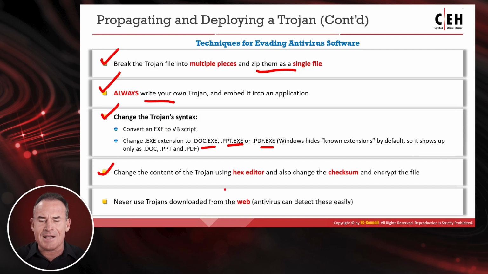Change the content using a hex editor. Change the checksum and encrypt the file. Now, in all likelihood, if you go randomly tinkering around with a hex editor, there's a good chance you're going to corrupt the file and it's not going to work anyway, but it's possible. And then never use Trojans downloaded from the web. That goes back to always write your own Trojan.